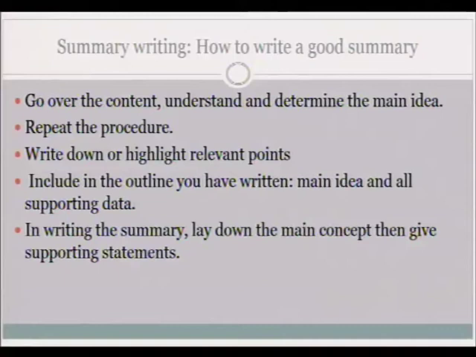What can you advise your child or your children in class as to how they can go about writing a good summary? They know the content that should go in there, but how do they do it? The first thing that you need to encourage them is that they should go over the content, understand and determine the main idea. So it's very important that first of all you read, understand, and then you get the main idea. Repeat the procedure. Then you write down or highlight relevant points, right?